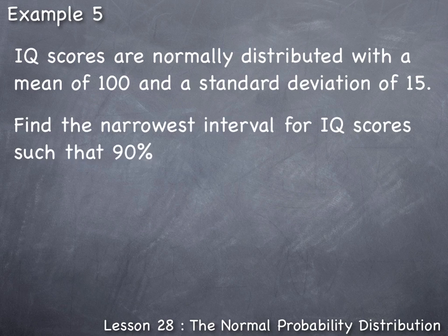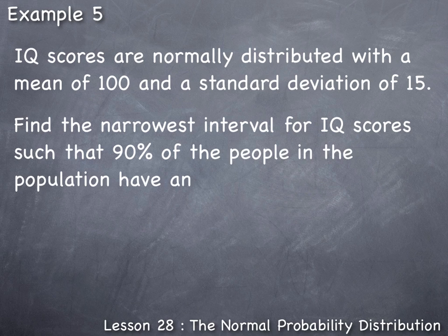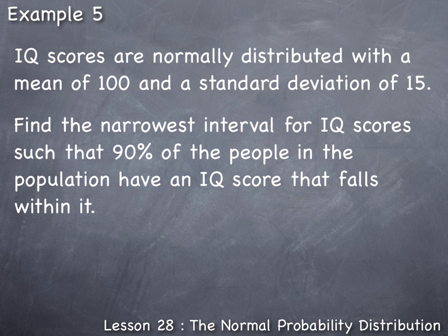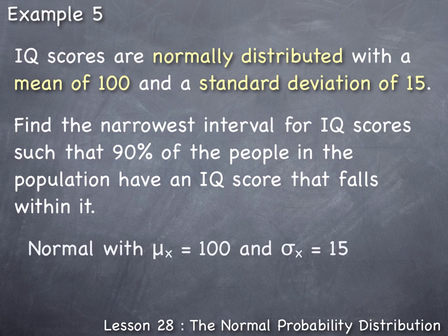Find the narrowest interval for IQ scores such that 90% of the people in the population have an IQ score that falls within it. Well, here we know that IQ scores are normally distributed with a mean of 100 and a standard deviation of 15. Thus, we can use the normal probability distribution to address this question, using mu equal to 100 and sigma equal to 15. Now the question is to find the narrowest interval for IQ scores such that 90% of the people in the population have an IQ score that falls within it.